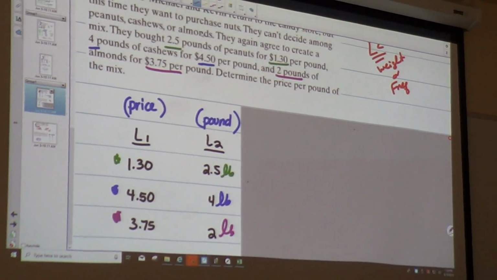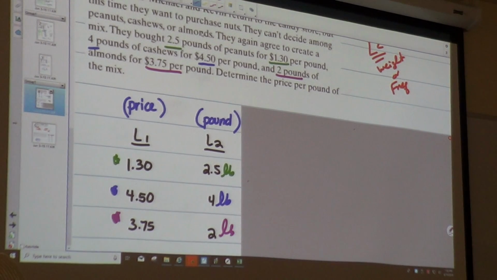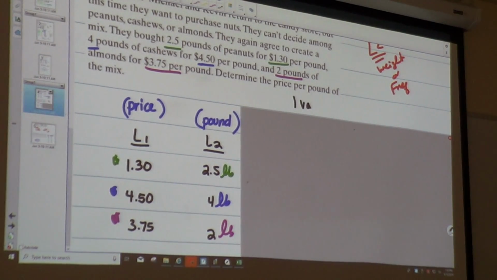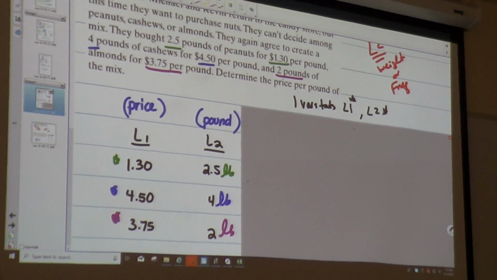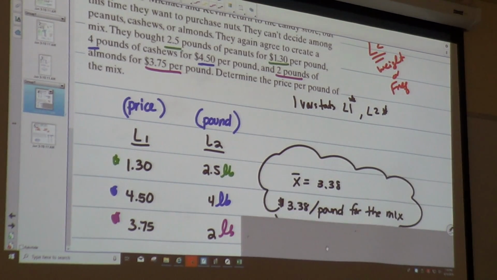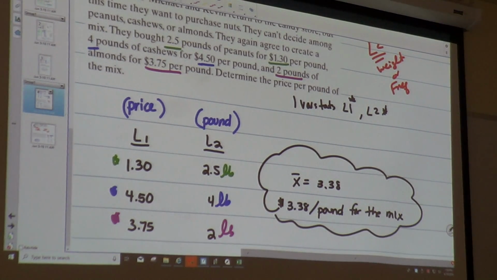When I go to do 1-Var Stats, I have to make sure that I'm doing 1-Var Stats of L1, L2. And I want to know the price per pound. So what do you think I'm going to be looking for? The mean, the x-bar. And because it's money, we're only going two places behind the decimal, because money only goes two places behind the decimal. So we would be charged $3.38 per pound for the mixture.